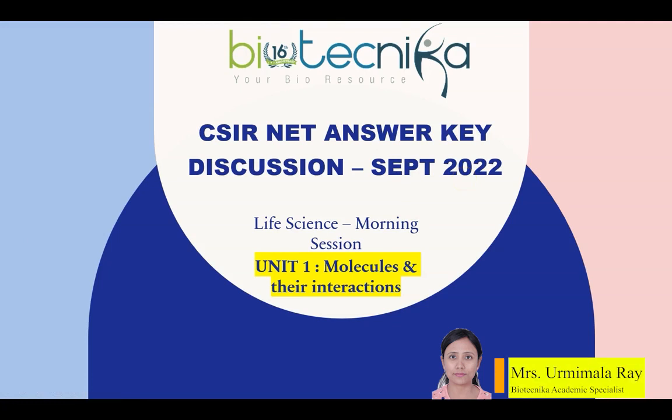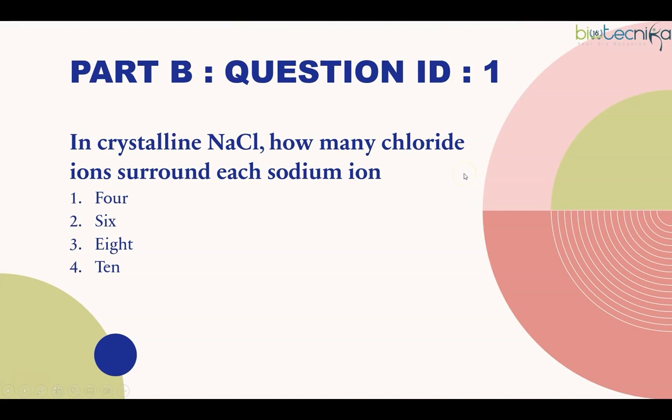Kindly note this is for life sciences of the morning session and the unit to be discussed here is Unit 1, that is molecules and their interactions. The first question, number 1 for part B. In crystalline NaCl, how many chloride ions surround each sodium ion? They have options 4, 6, 8, 10.